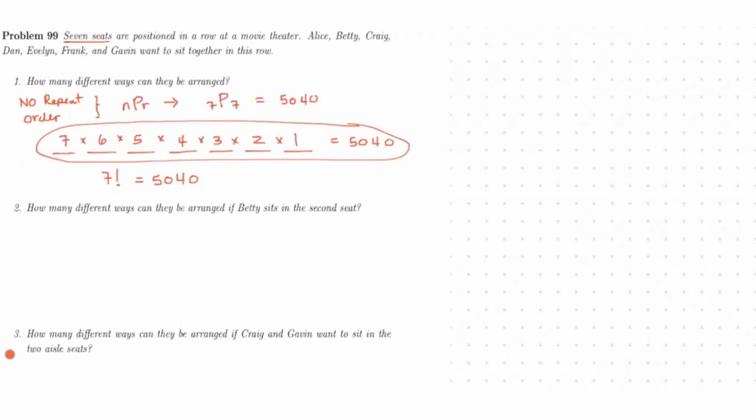Okay, so Betty wants to sit in that particular seat. It has an extra handle or maybe an extra cup holder or whatever. So Betty wants to sit second and everybody else can sit wherever they like. So 1, 2, 3, 4, 5, 6, 7. And Betty wants to sit right here, so she wants to fix the position.